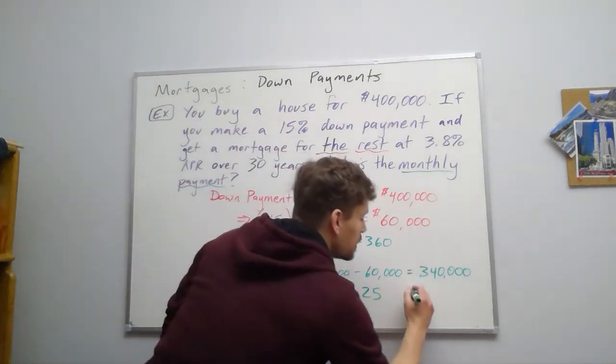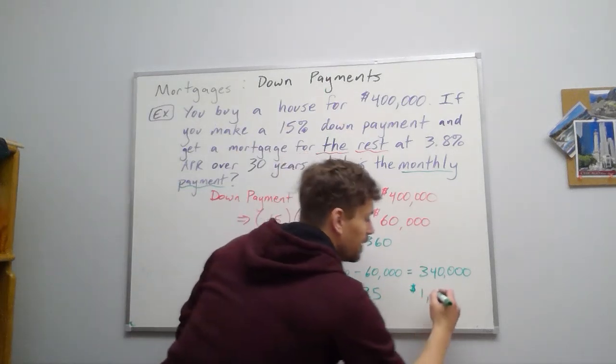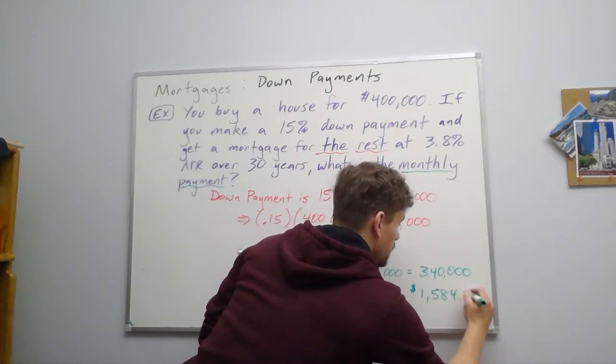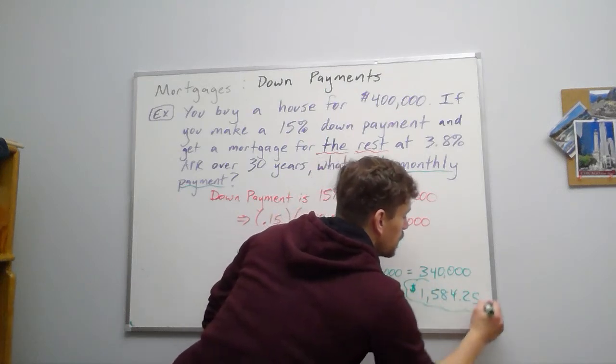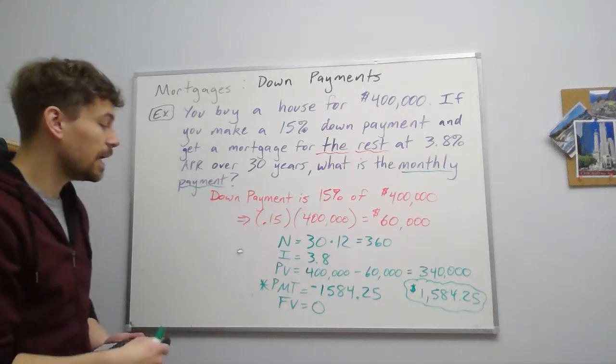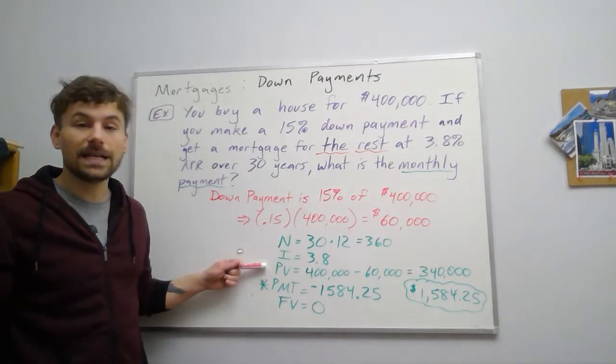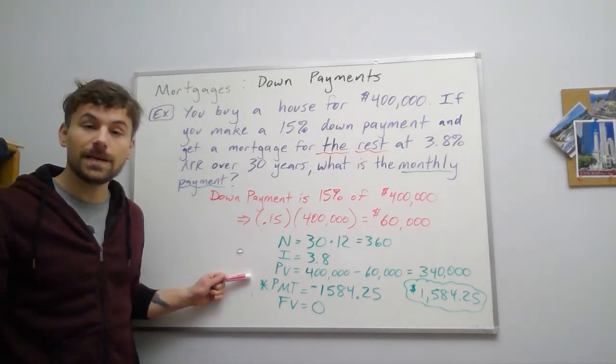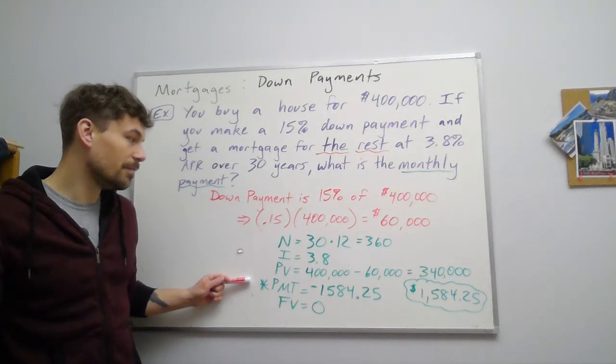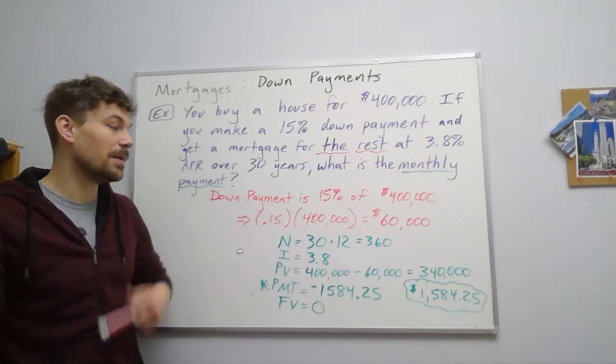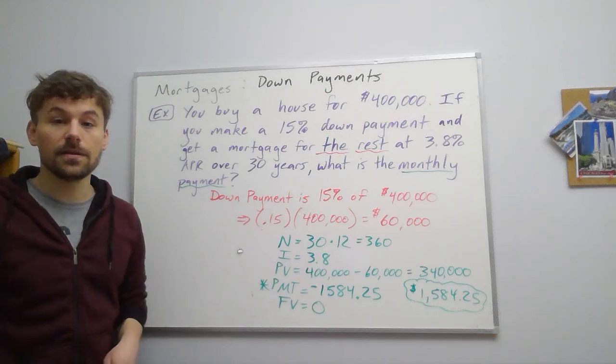But essentially, that is our monthly payment. So our monthly payment is 1,584 and 25 cents. Again, if we don't account for that down payment, that'll really mess up our monthly payment amount. So make sure that you're doing the down payment first and then calculating the monthly.